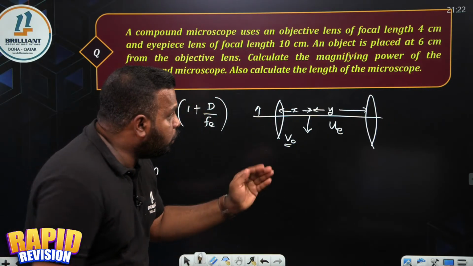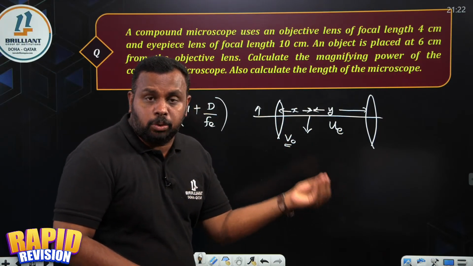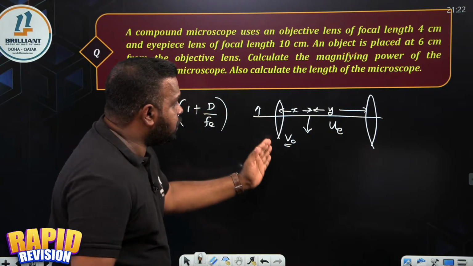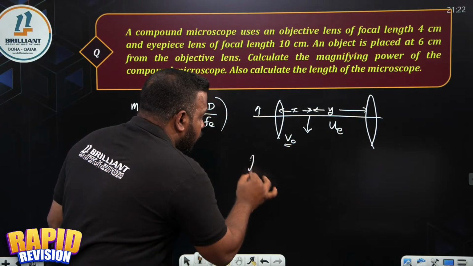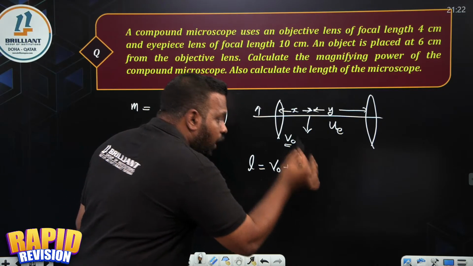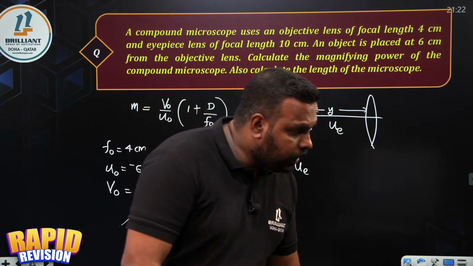Understood? This is the reason why I told you to draw a rough diagram in the numerical part. Then you will get an idea. So what we have to find is the length of the microscope, which is equal to VO plus UE. That's what you have to do for the second part of the question.